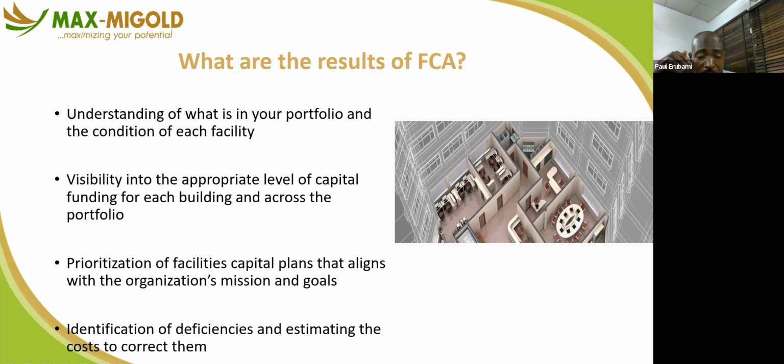which I've earlier mentioned. Whatever plan you have, it must be in line and in tune with your company's vision, mission, and goals, or possibly objectives. Then it also helps you to identify deficiencies and estimate the correct cost to correct all those deficiencies in that particular facility. These are all the results of your FCA.